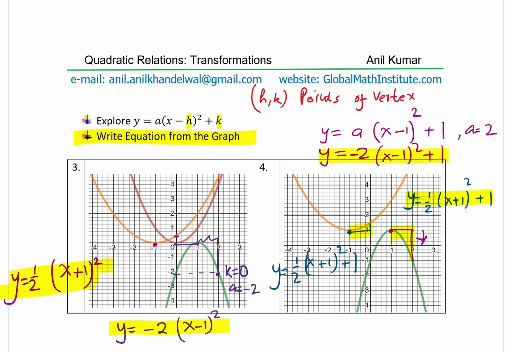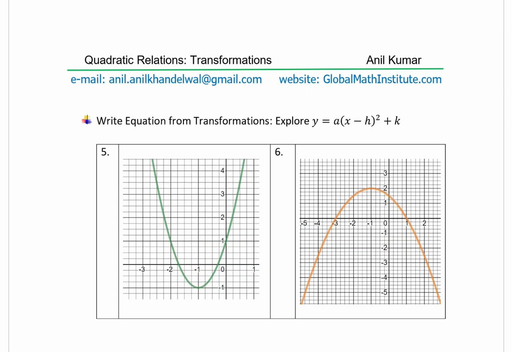Correct? So, they are coordinate points for vertex. Now, here is the last example before the quiz. So, this time we've taken just two graphs. You need to find the equation in the terms of a times x minus h whole square plus k. How are you going to do it?